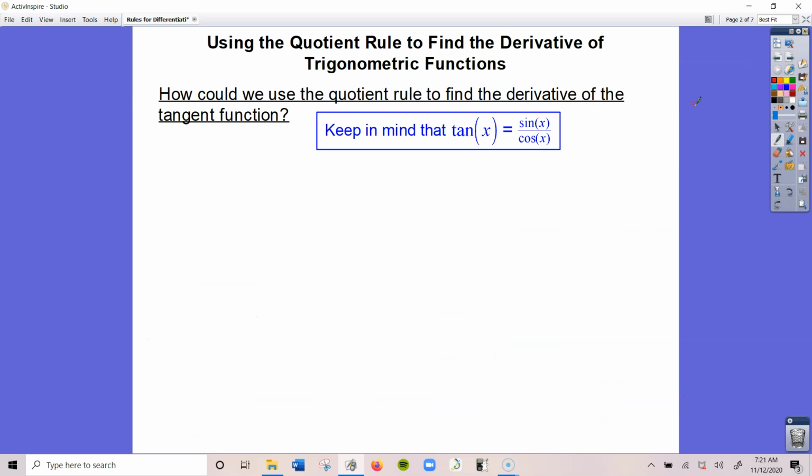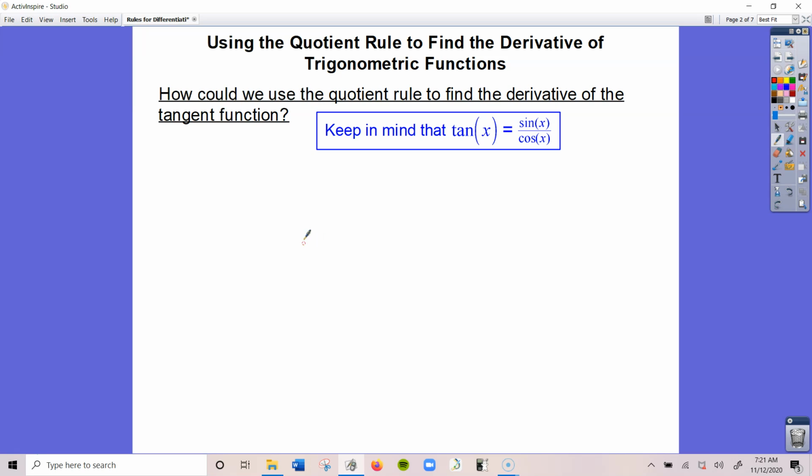Let's try that again. We have here tangent of x, and we want to find the derivative of the tangent function. We have already seen that the derivative of sine is cosine, and the derivative of cosine is negative sine. So we are going to need to know the derivative of all of the other trig functions. And to find the derivative of every other trig function, what we use is the quotient rule.